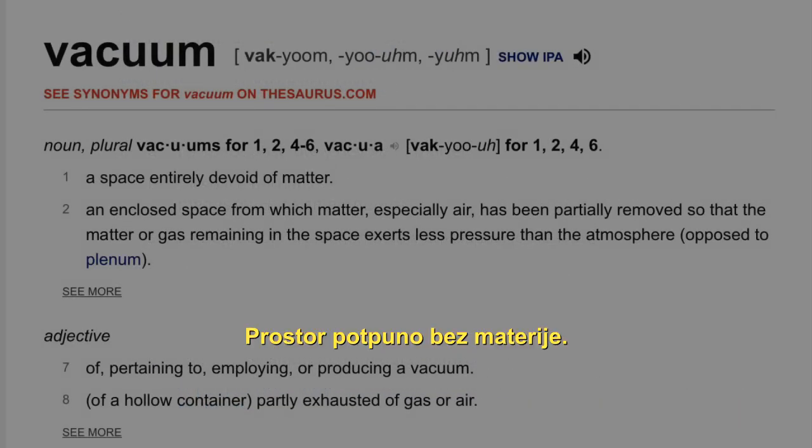Space entirely devoid of matter. An enclosed space from which matter, especially air, there we go, air, has been partially removed so that the matter or gas remaining in the space exerts less pressure than the atmosphere air. Opposed to plenum. Now, what in the world is plenum?